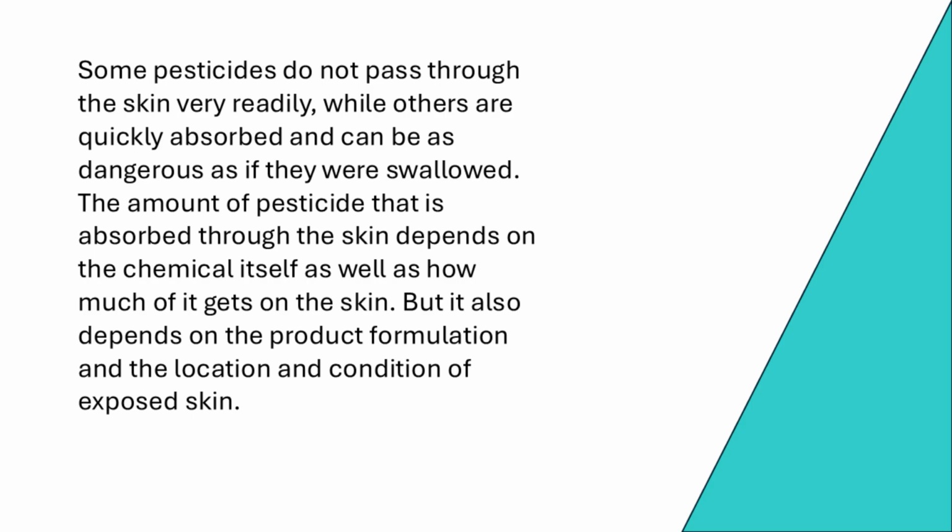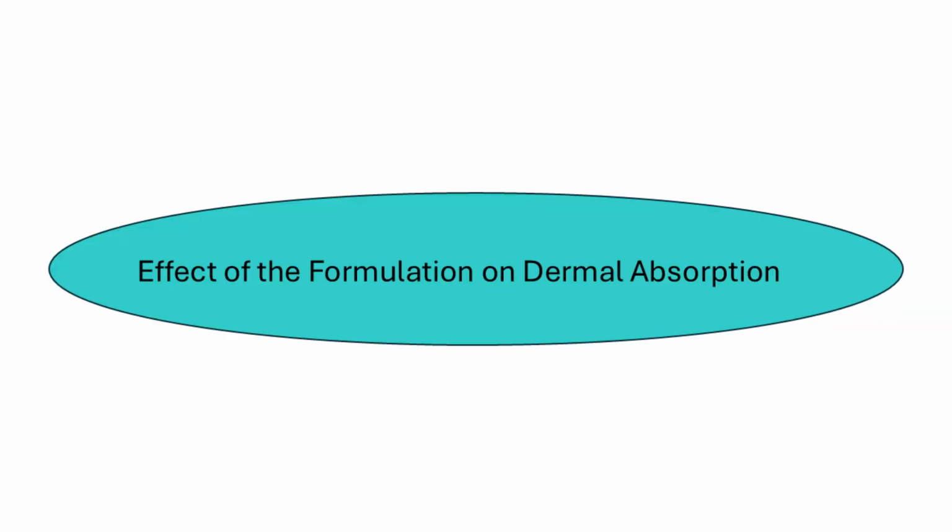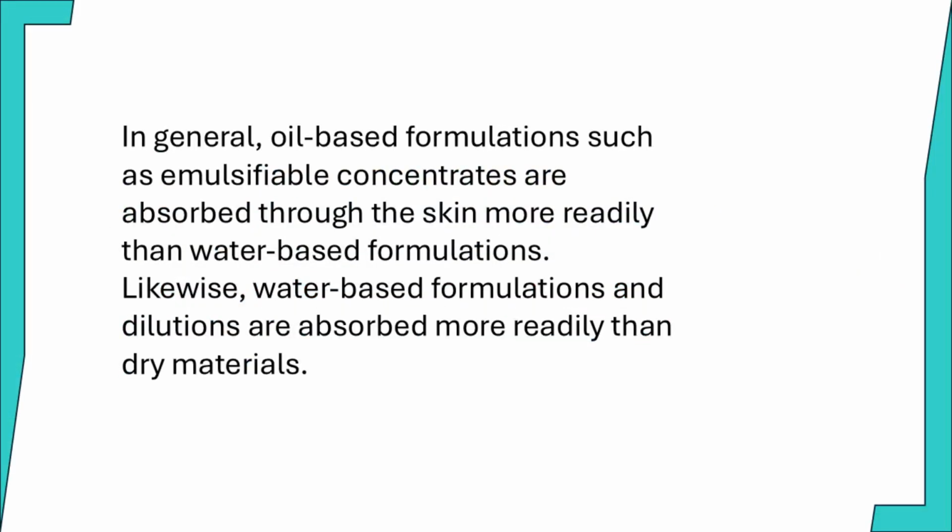The amount of pesticide that is absorbed through the skin depends on the chemical itself, as well as how much of it gets on the skin, but it also depends on the product formulation and the location and condition of exposed skin. Effect of the formulation on dermal absorption. In general, oil-based formulations such as emulsifiable concentrates are absorbed through the skin more readily than water-based formulations. Likewise, water-based formulations and dilutions are absorbed more readily than dry materials.